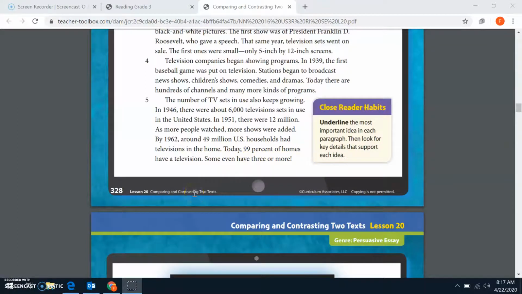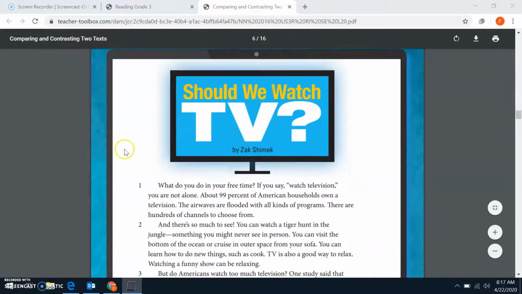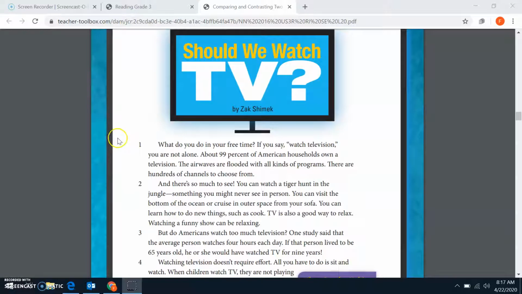All right, so you can't really underline the details, but I want you to look at your close reader habit, and I want you to see if you can find the most important idea of each paragraph. Then look for the key details that support that idea. So practice that. I'm going to post the PDF for you to look at these pages, okay? All right, so let's move on. We can see that our theme with these two passages is television or TV, okay? Let's read this one real fast.